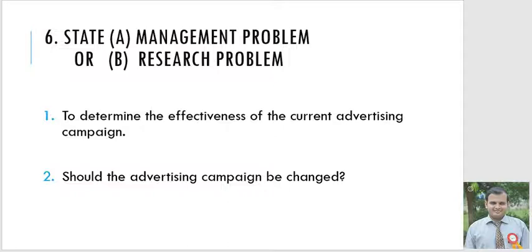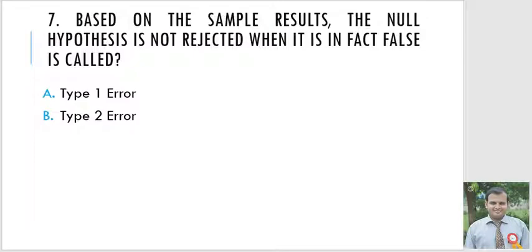Moving ahead with the next question. Seventh one, based on the sample results, null hypothesis is not rejected when it is in fact false. It is called which type of error? Answer is, it is a type 2 error, because we are not rejecting the false thing. It is a type 2 error, and reverse will be the case when it is a type 1 error.